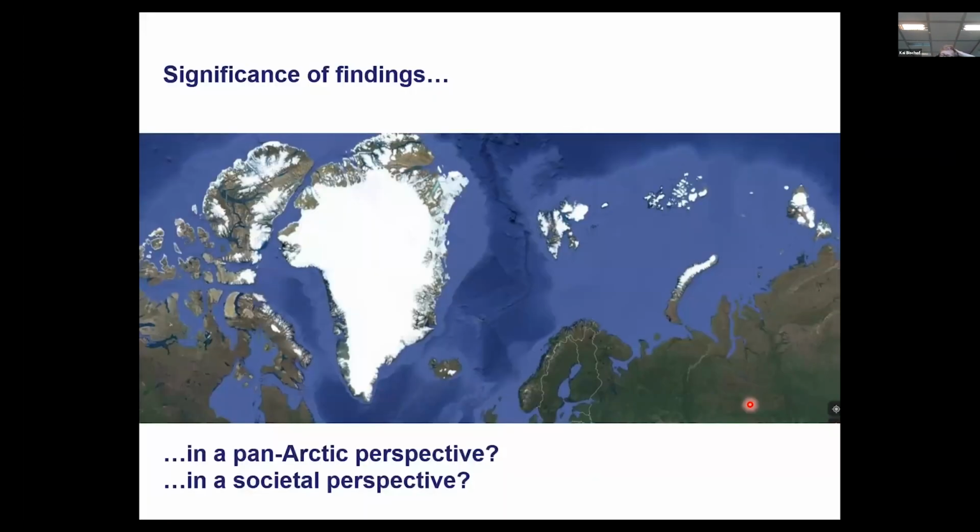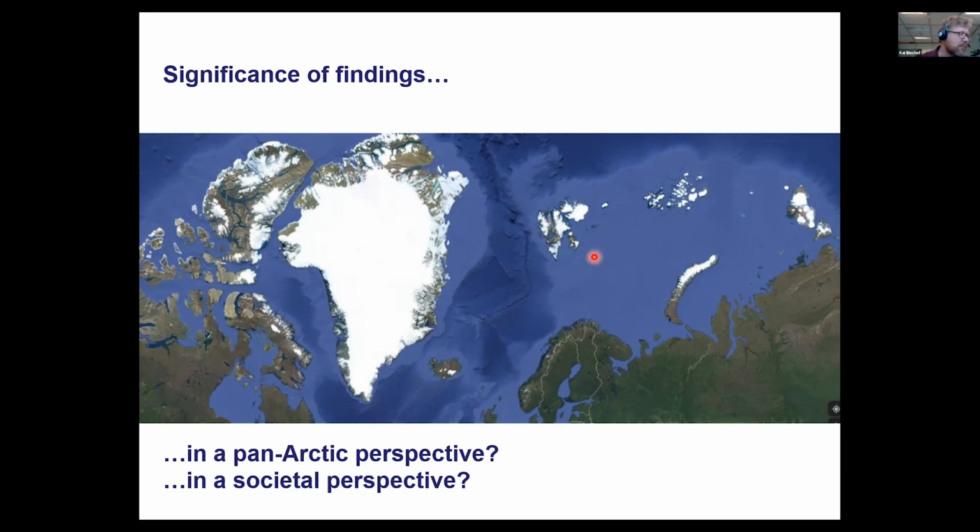But of course, we have to ask the question, how significant are these findings? Our findings are basically all from Kongsfjord, but how significant are these findings in a pan-Arctic perspective? And also, how significant are those in a societal perspective? So of course, we are doing nice, basic, fundamental science, but we have to ask the question, why should the people care about this? How relevant are these results, for example, for local population in the Arctic, in Greenland, in Finnmark, and so on?